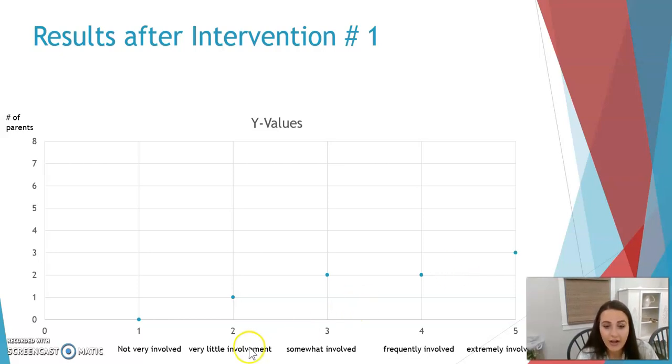And also, the person who chose very little involvement wrote on the bottom of their survey that they didn't have Wi-Fi at their house, so they weren't able to get on Facebook and see everything that I post in the group. So this kind of gave me an idea for my intervention number 2.